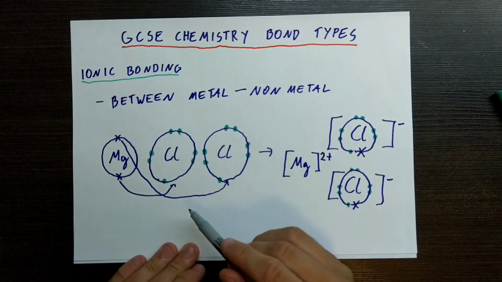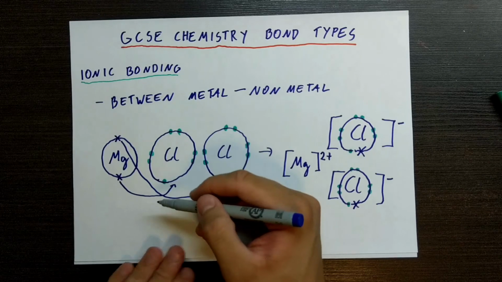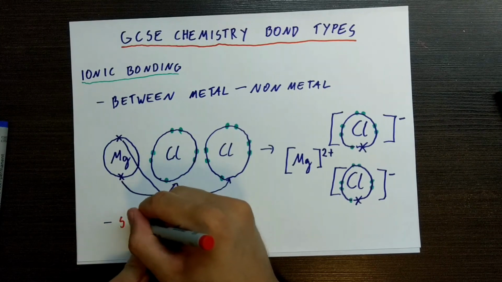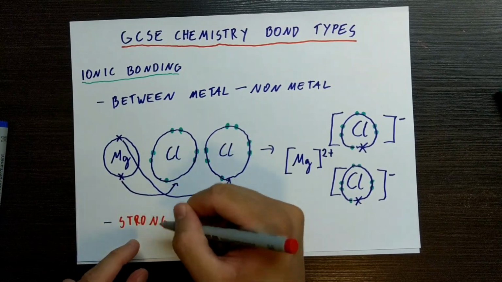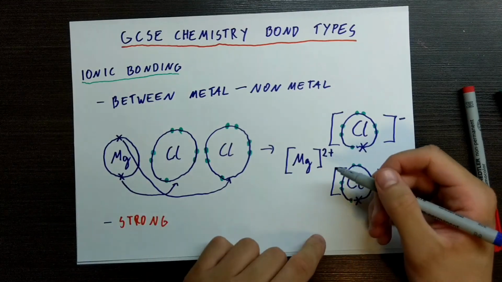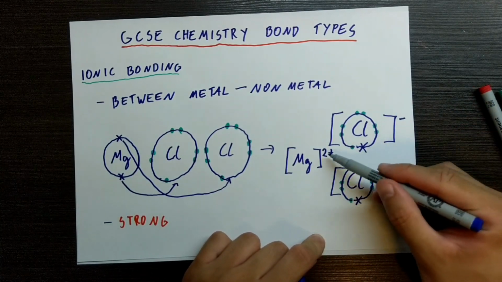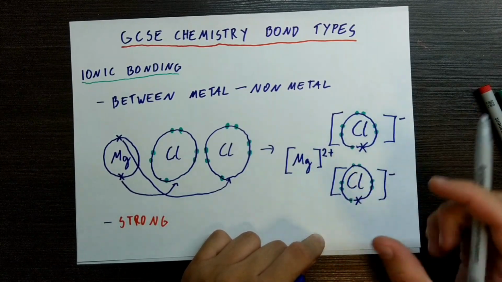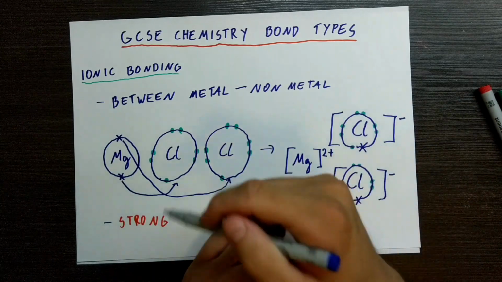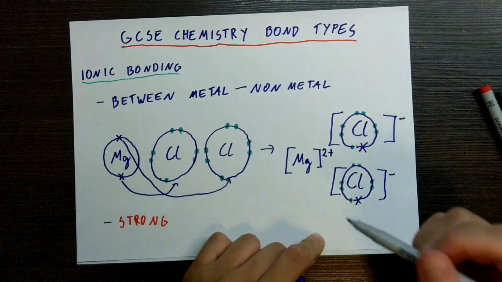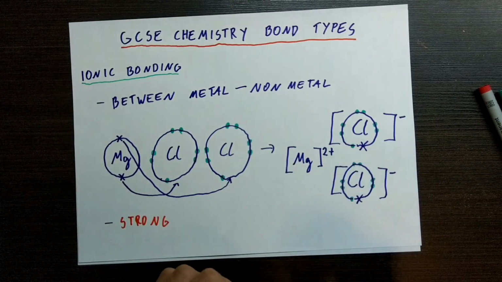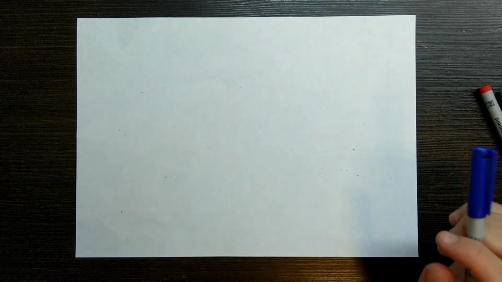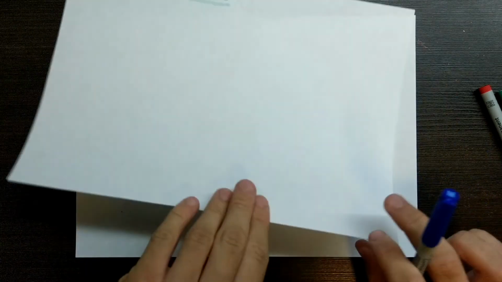An important thing to consider here is that these bonds are strong. So I'm going to write it down here. They are strong. Why are these bonds strong? Because now we have opposite charges. We have 2+ here and we have negative charges. And because these charges are opposite, these atoms attract each other very strongly to form very strong bonds. So that's why these bonds are strong. Okay, so this is it for ionic bonding. Now let's move on to another type of bonding, which is covalent bonding.